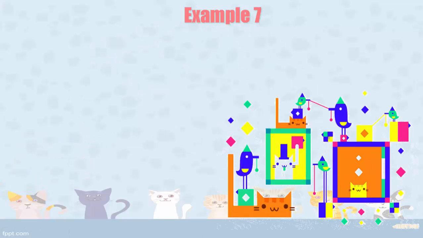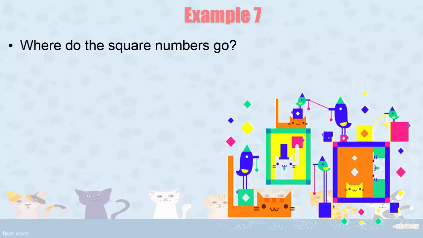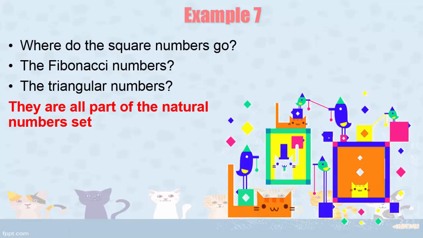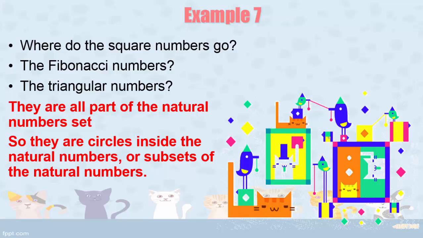In example number 7, we're going to ask ourselves a question about certain numbers that we looked at earlier. We want to ask, where do the square numbers, the Fibonacci numbers, and the triangular numbers go? It turns out that these are natural numbers, so they would be part of, or a subset of, the natural numbers set. You can think of them as circles inside the natural numbers, or subsets of the natural numbers.